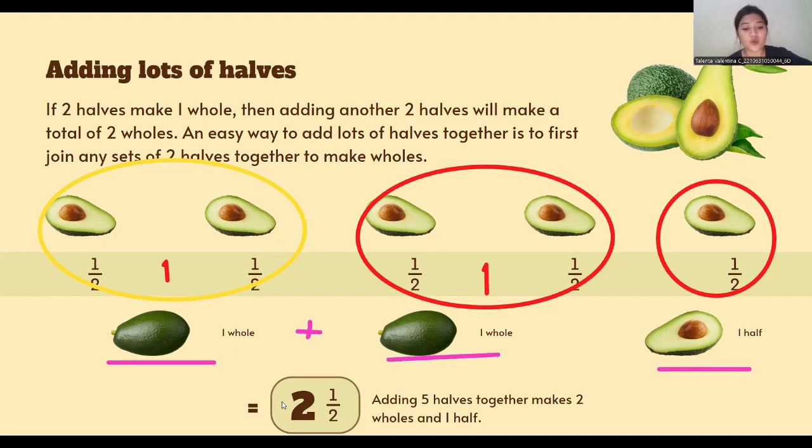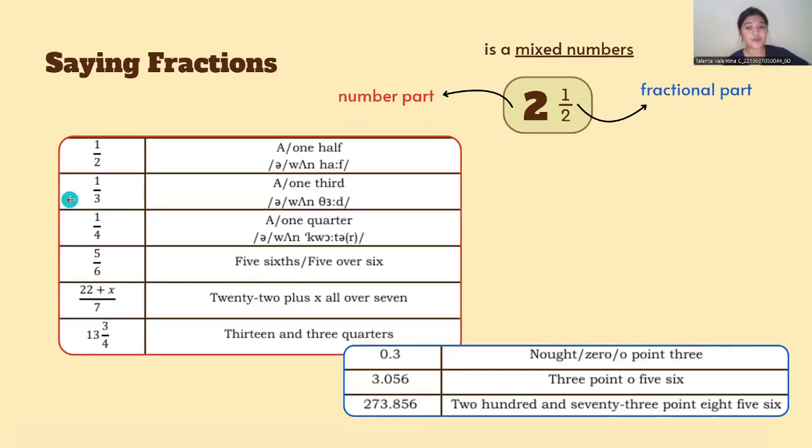One whole plus one whole makes two wholes. Then the 1/2 is written like this. So if we add five halves together, we make two wholes and 1/2. This is called a mixed number. We can say it is 2 and 1/2. A mixed number is a whole number and a fraction. The 2 is the whole part, and the 1/2 is the fractional part. We read this as 2 and 1/2.